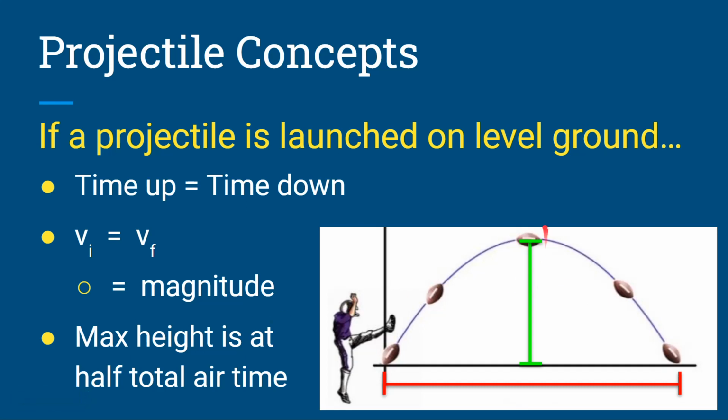Maximum height, this point right here, is at half of the total air time. Because time up equals time down, this would be time up to this point. And then, of course, from this point here is time down.